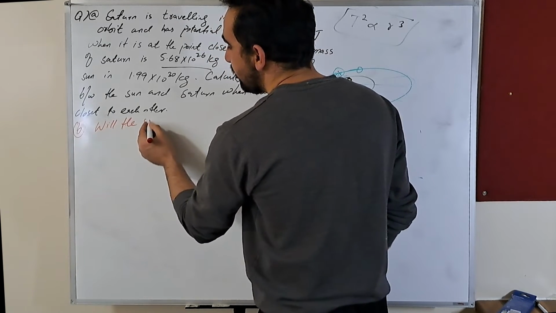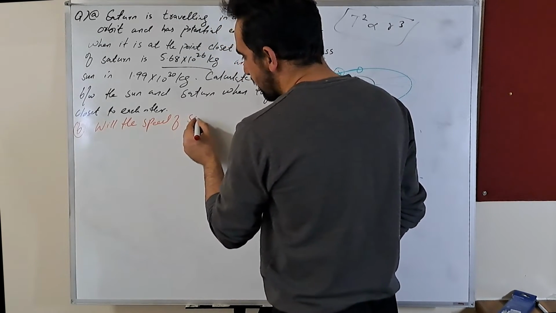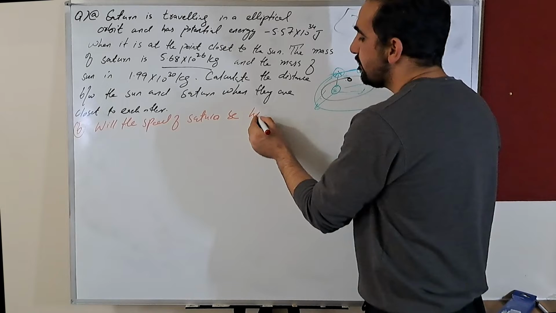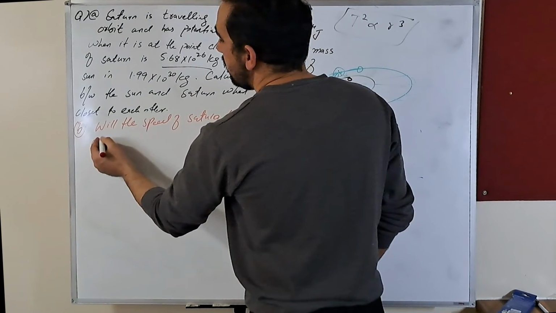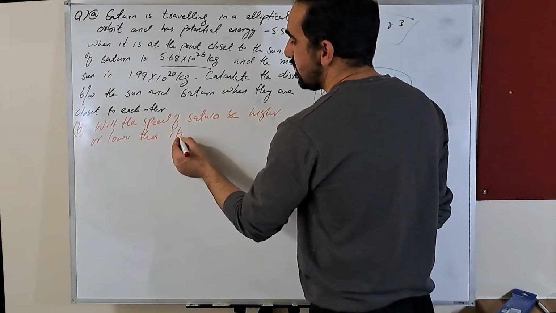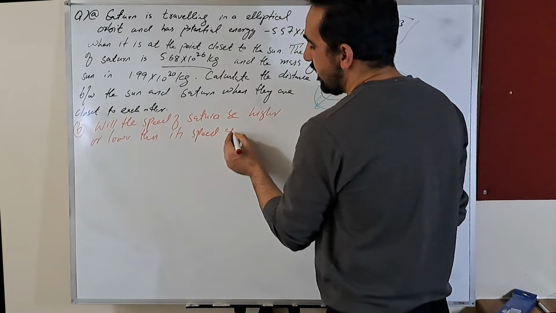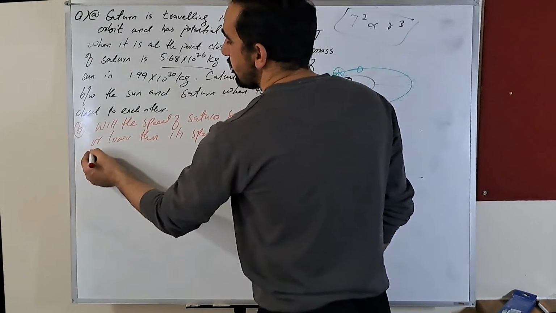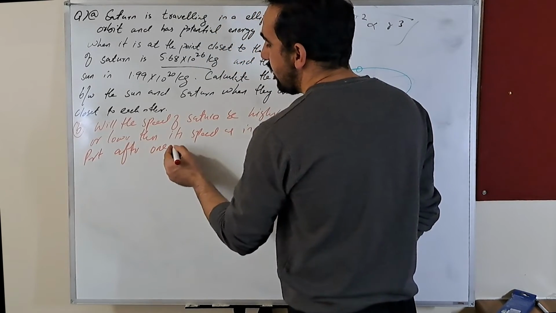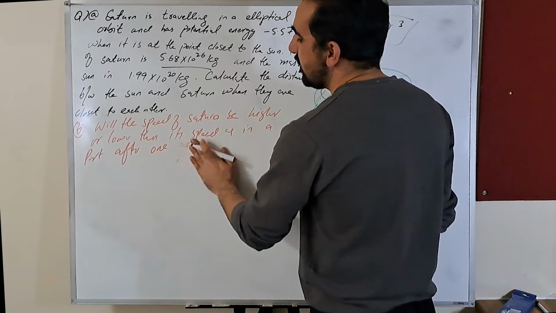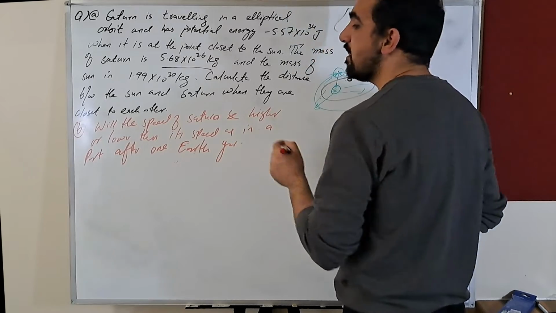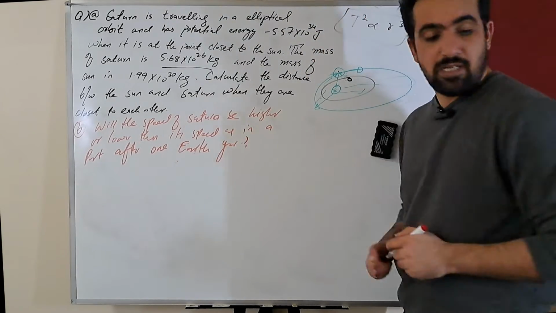will the speed of Saturn be higher or lower than its speed as in part A after 1 year, 1 Earth year, we can say. So that's what they are asking us.